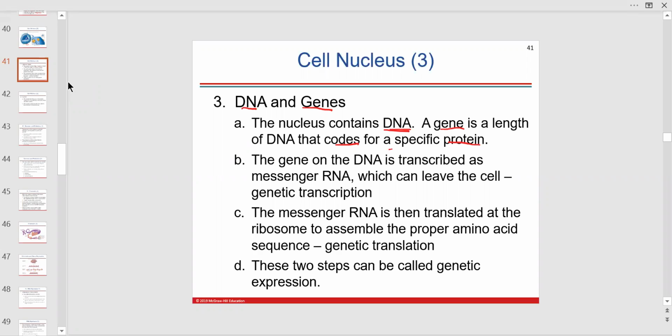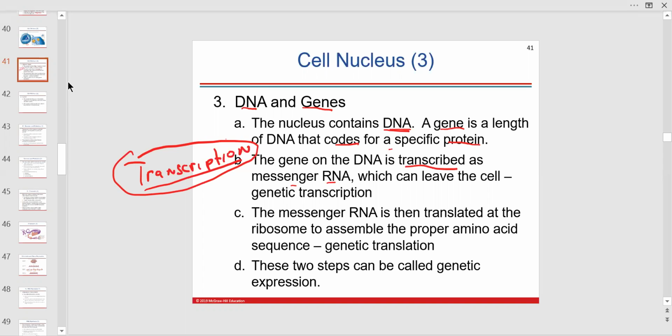So transcription, this is important. Transcription is the messenger RNA making a copy of DNA in the nucleus. So transcription happens in the nucleus. Please remember that. And then mRNA could leave the cell with that information.